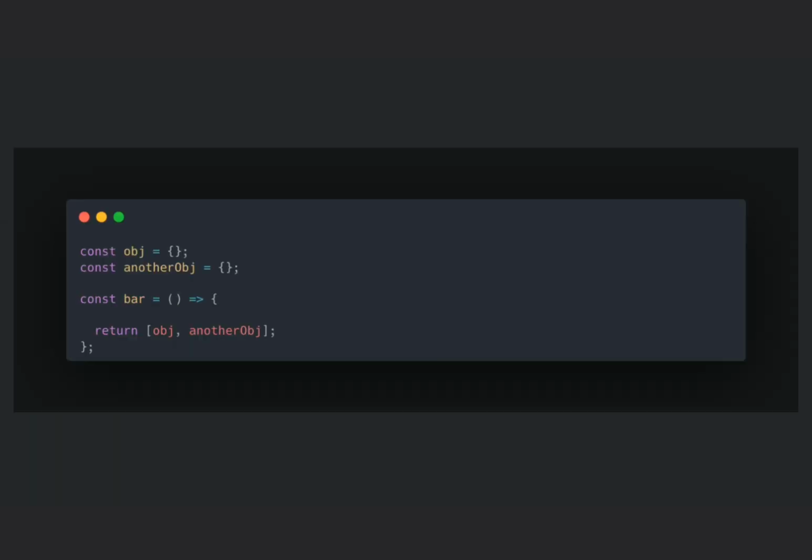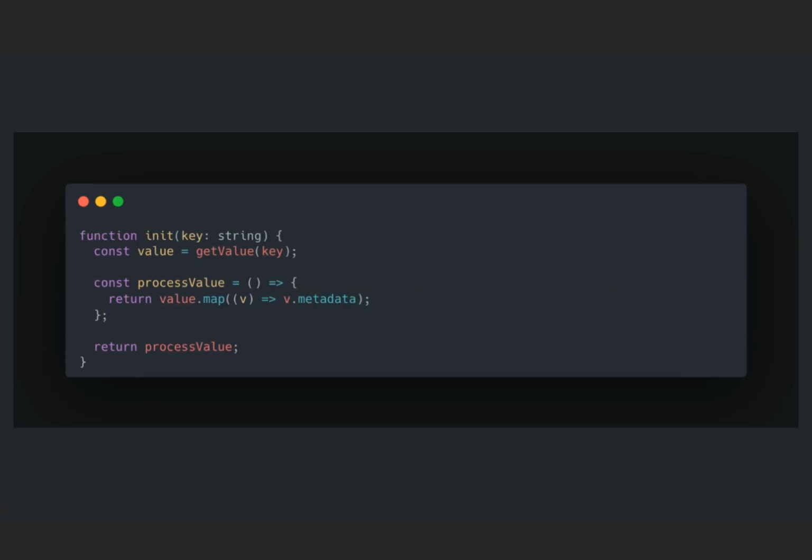In JavaScript, whenever you create a function, the references to the surrounding state of that function, also known as its lexical environment, are also bundled together in a closure so that the function can access its outer scope. For example here, the processValue function has access to value in the outer scope thanks to its closure.